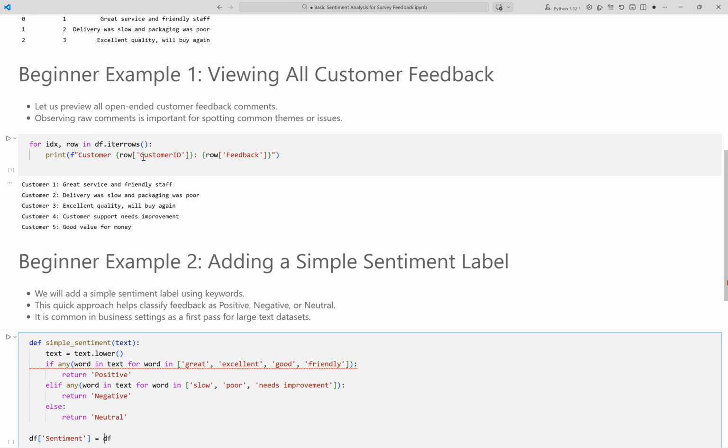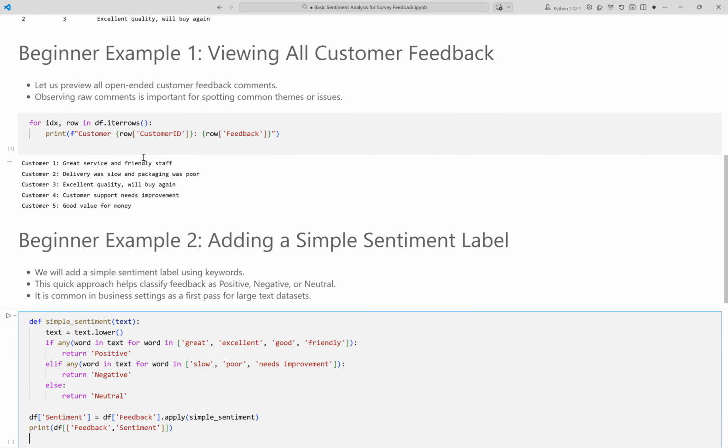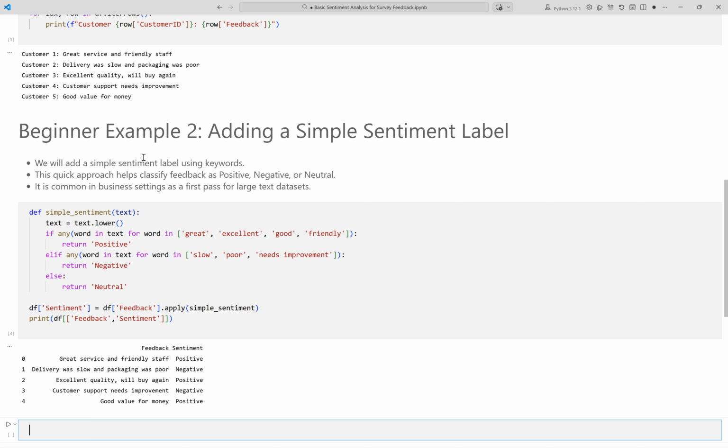Running the cell now. Here, the output shows the original feedback alongside a new sentiment column, where each entry is labeled based on simple keyword matching. Notice how positive words like great and excellent result in a positive label, while words like slow and poor lead to negative. This quick labeling technique is useful for rapidly classifying large text datasets in business contexts. Try adjusting the keywords in the function to better match your own customer feedback.